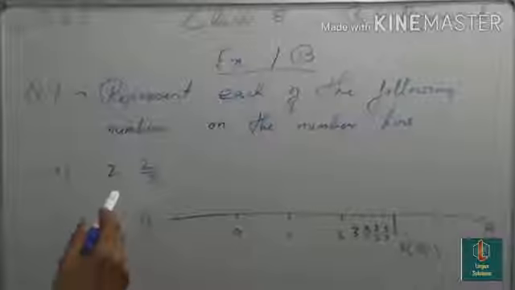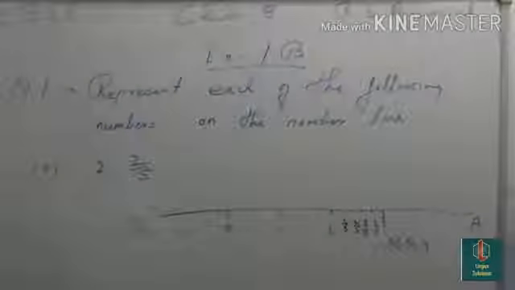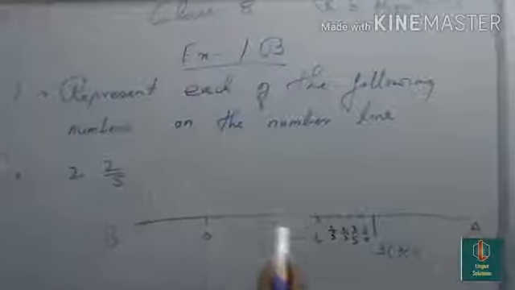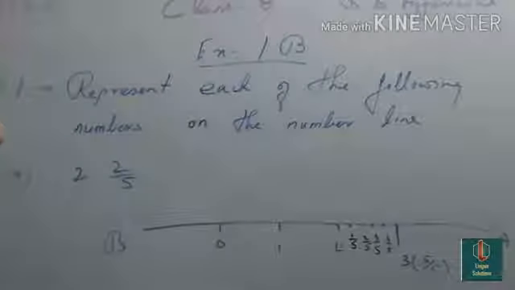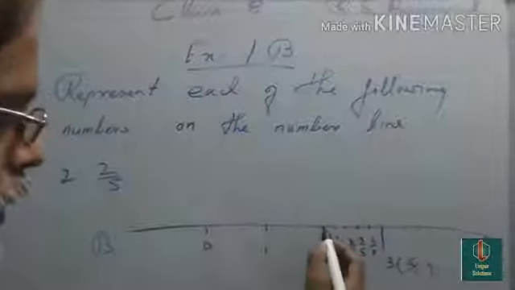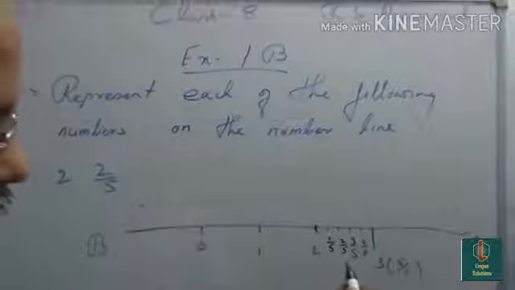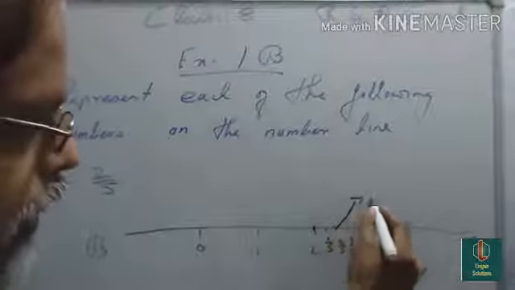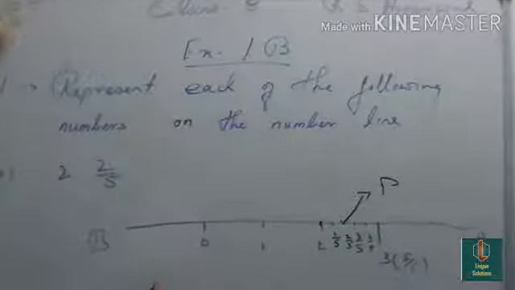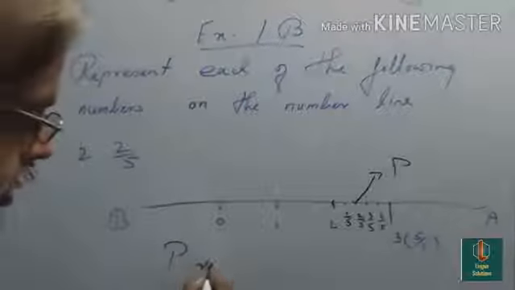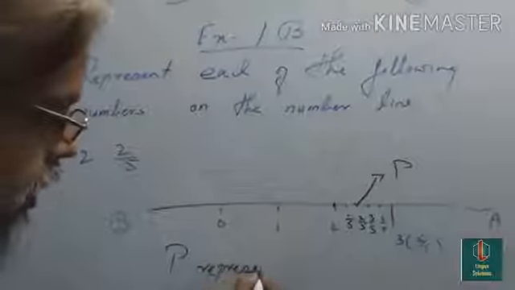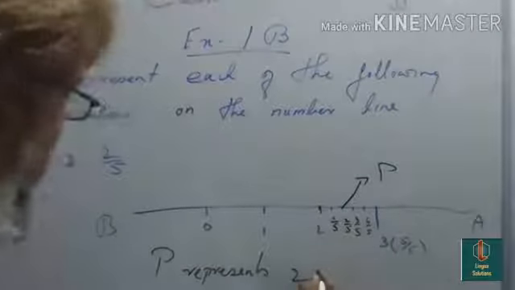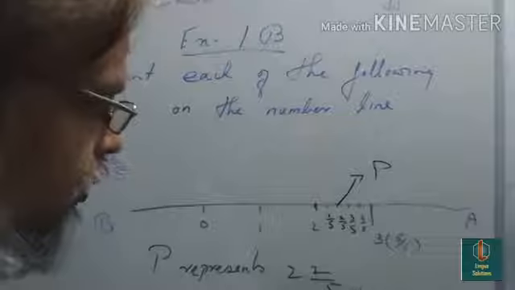Our next question is 2 by 5. Here first we will come to 2 because 2 is whole number, and after that we want 2 by 5 which is here. We will mark it as P. So P represents 2 by 5.